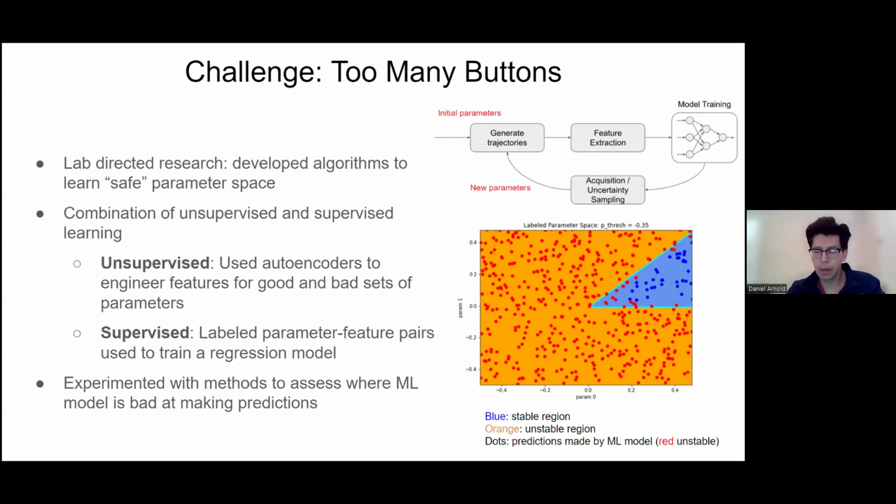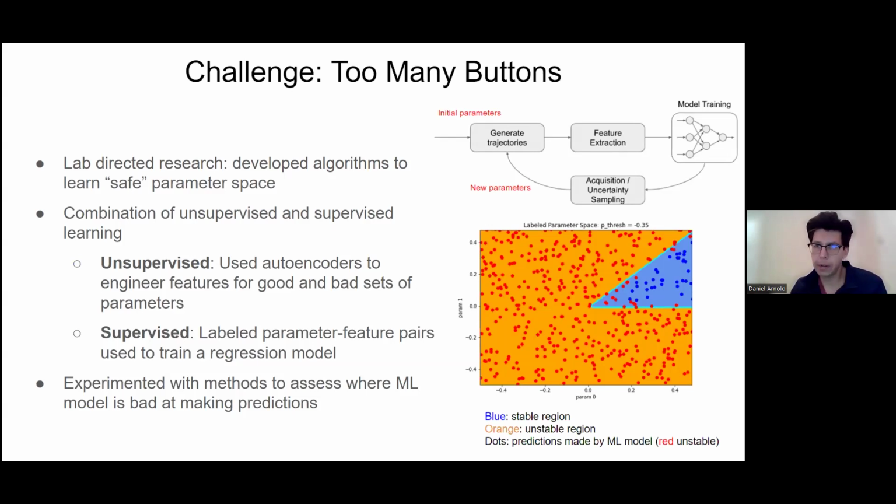What we did was a relatively straightforward training loop, which involves the selection of parameters that generate trajectories in the dynamic system, from which we then extract certain features. Then, based on the training, we suggest new sets of parameters to test, to see if these parameters result in stable or unstable operation of the system. So it's a combination of unsupervised and supervised learning. We use autoencoders to do the feature engineering. And then with uncertainty sampling and labeled parameter-feature pairs, we train a regression model, which we hope will have learned what the stability thresholds are in this high-dimensional decision-making space.